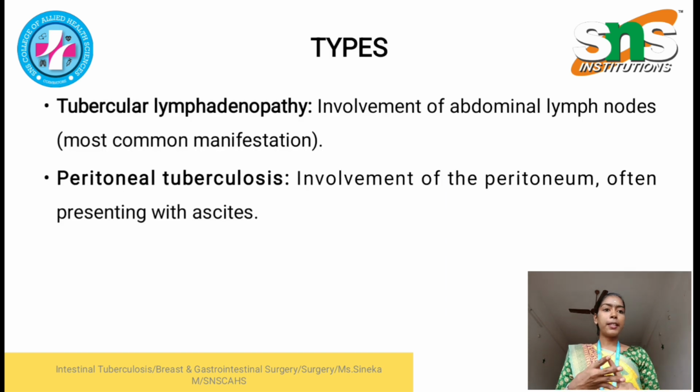There are four types of intestinal tuberculosis. The first one is tubercular lymphadenopathy. If the mycobacteria affect the abdominal lymph nodes, it is called tubercular lymphadenopathy. If the bacteria affect the peritoneum, which is a covering layer of our abdomen, it is called peritoneal tuberculosis. It will also present with ascites. Ascites means fluid accumulation in the peritoneum.